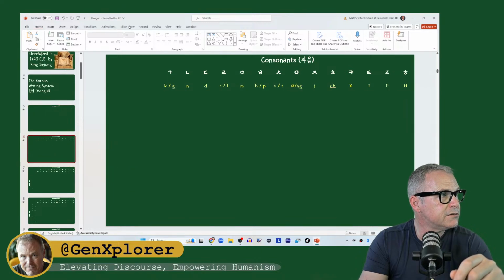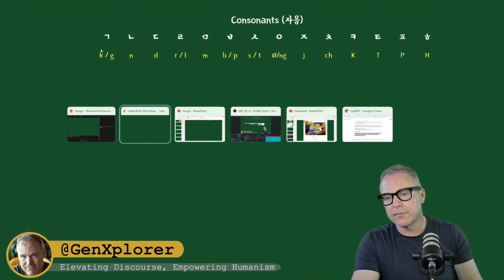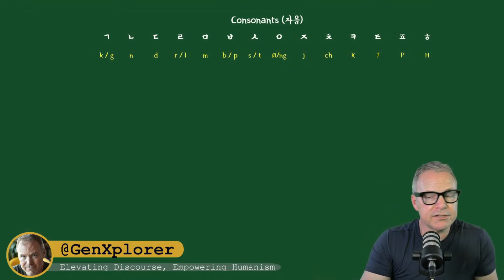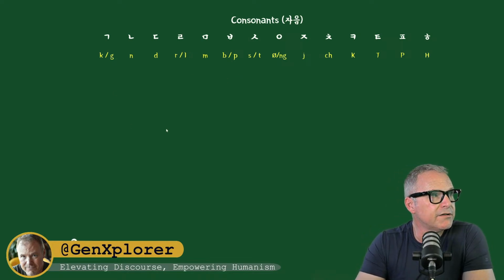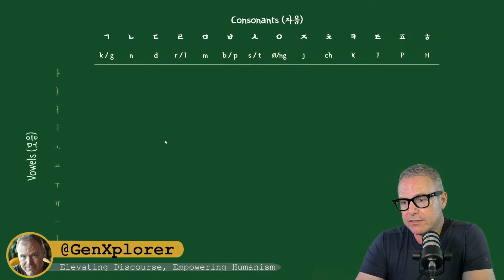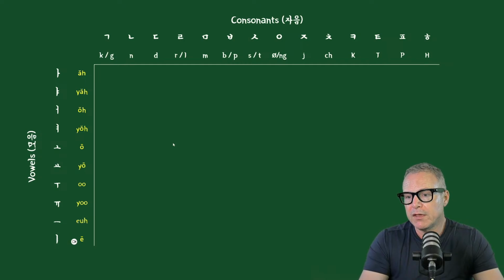So, there we go. We've got consonants across the top, and then down the side, we've got all of our vowels and the vowel sounds.